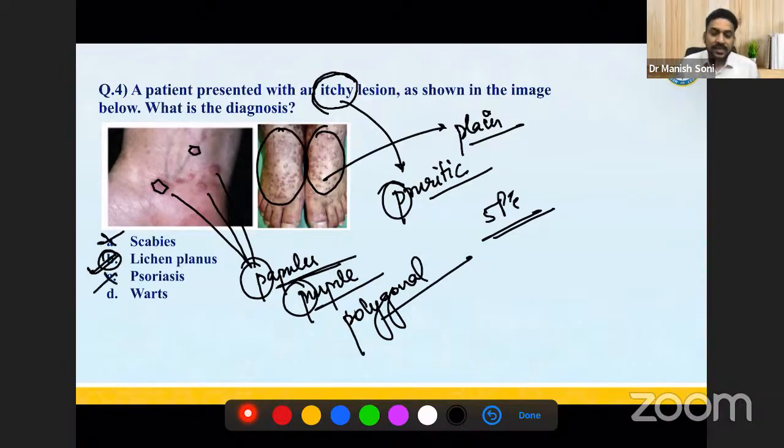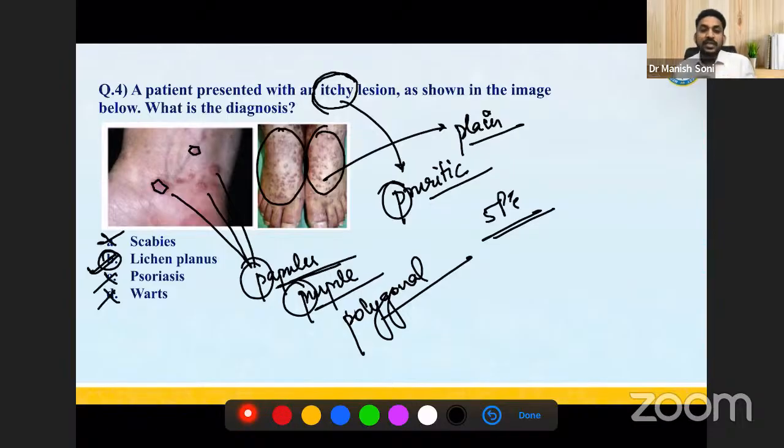Why is it not psoriasis? Because in psoriasis, very large lesions, that is plaques, are seen with silvery white scaling, which is missing here. And why are these not warts? Because warts have a very rough surface, they are verrucous. So generally warts are rough on the surface, but here they are plain-topped.